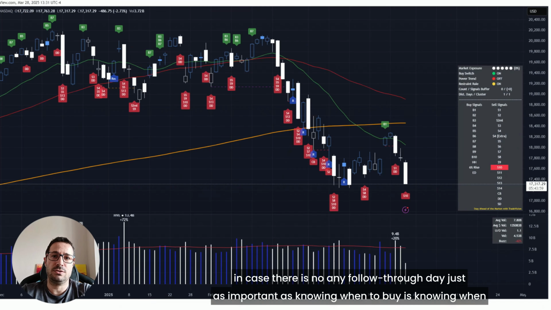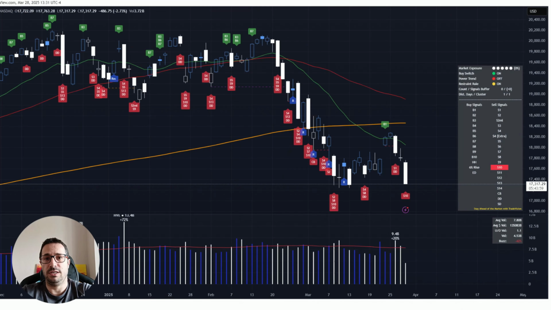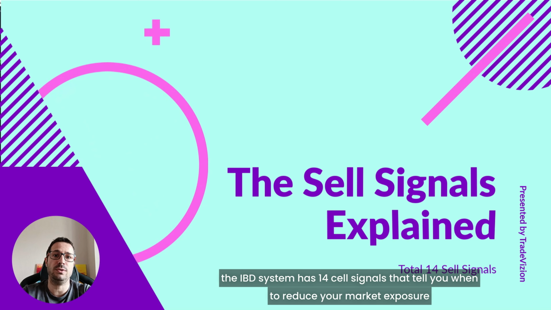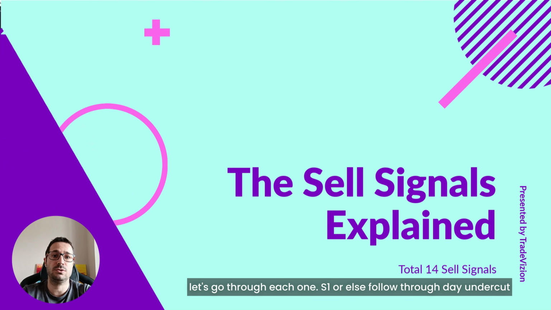Just as important as knowing when to buy is knowing when to sell. The IBD system has 14 sell signals that tell you when to reduce your market exposure. Let's go through each one.